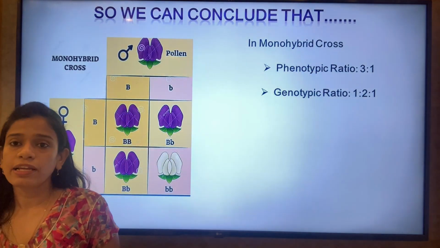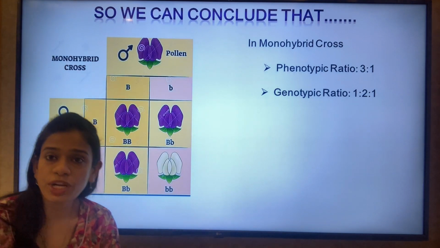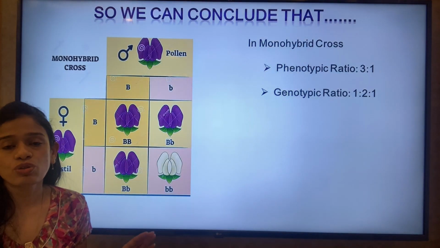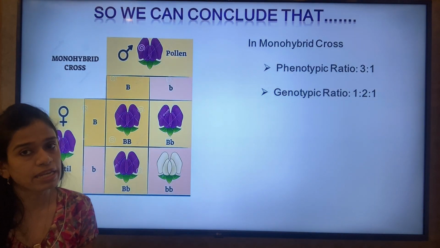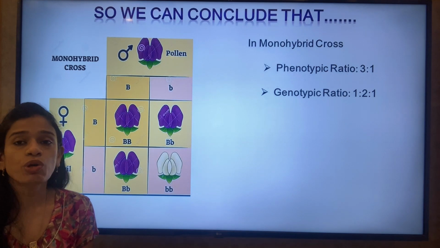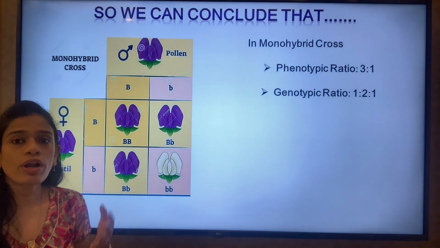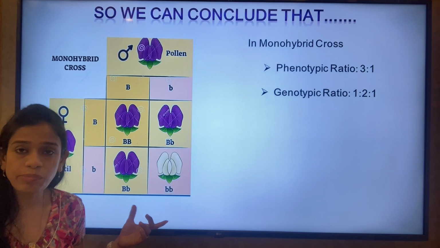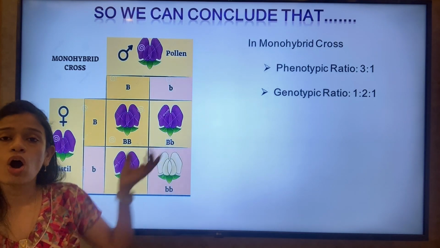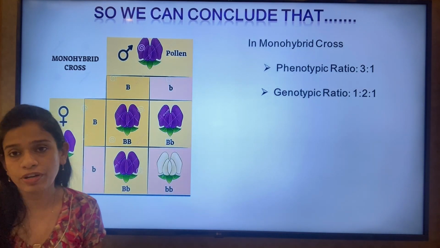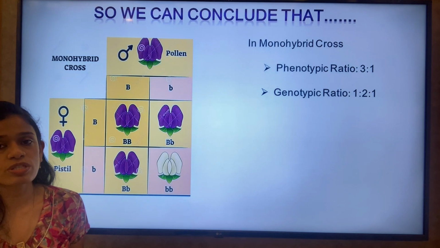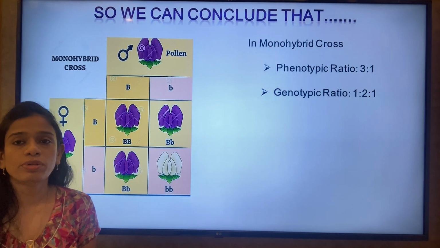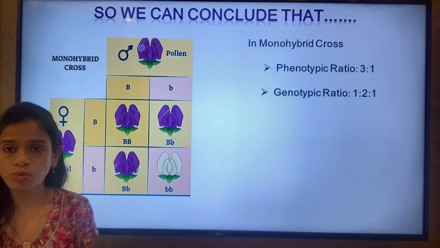Be very clear and remember these two ratios, because they are very important from the examination point of view. You will be getting a question where either you have to draw the checkerboard and get the ratios, or they might simply ask you the ratios, because these ratios are very common in questions in your board exam.